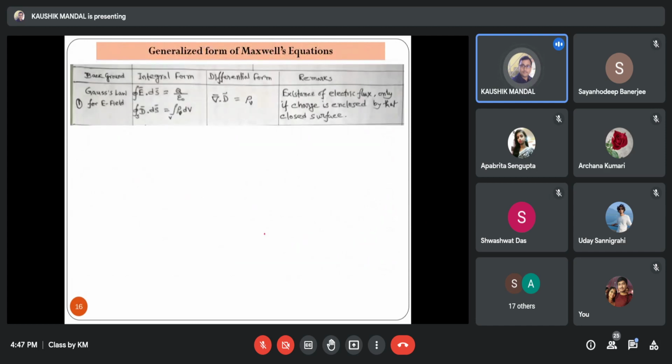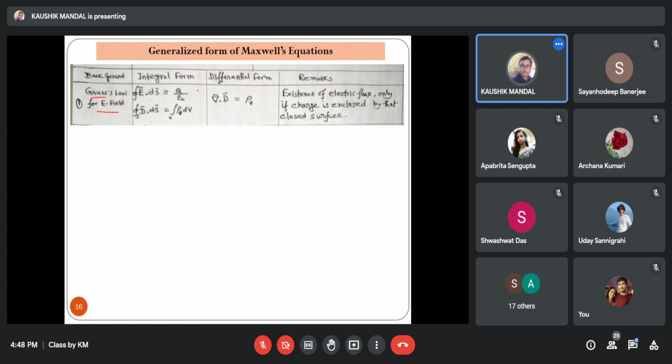If we summarize all these Maxwell's equations that we have derived so far, whether for the static field or the time varying field, first we started with Gauss's law for the electric field. That means the closed surface integral of D dot ds equals q, the total charge enclosed by the corresponding surface.